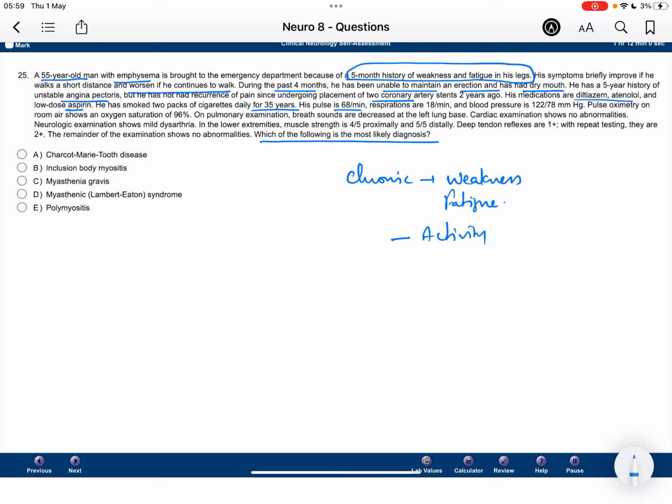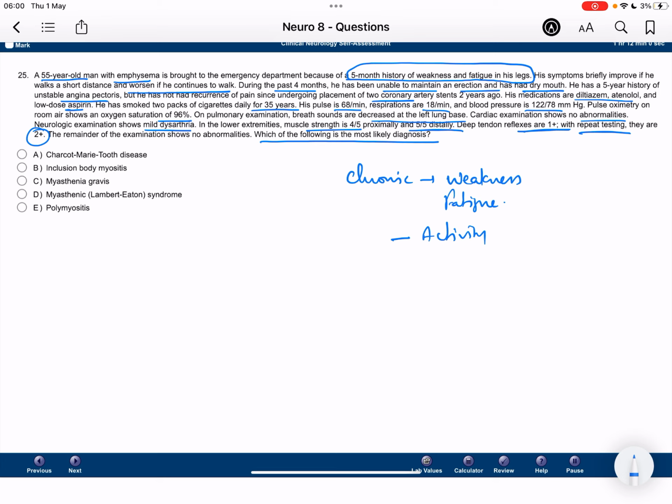Pulse is 68, respirations are 18, blood pressure is 120/78. Pulse oximetry on room air shows oxygen saturation of 96%. Pulmonary examination, breath sounds are decreased on the left lung. Carotid examination shows no abnormalities. Neurological examination shows mild dysarthria in the lower extremities. Muscle strength is 4/5 proximally and 5/5 distally. Deep tendon reflexes are diminished, but with the repeated testing, they are 2+. The remainder of the examination shows no abnormalities. Which of the following is the most likely diagnosis?